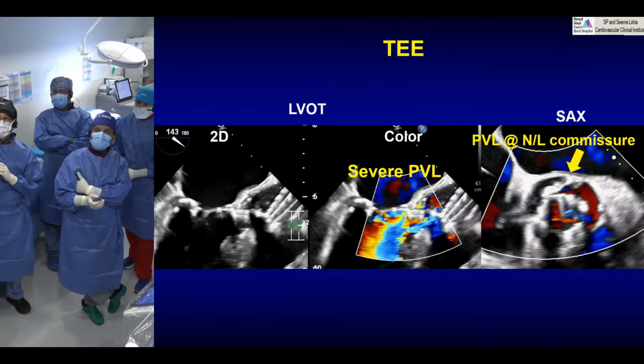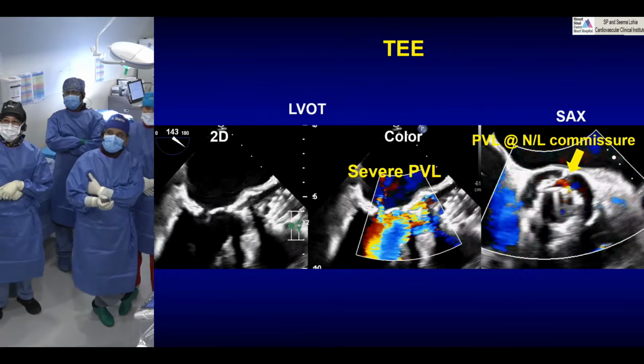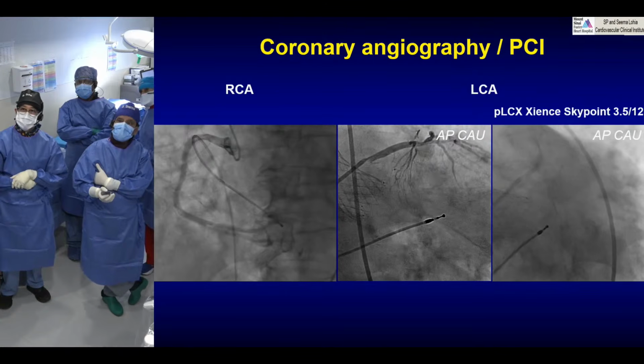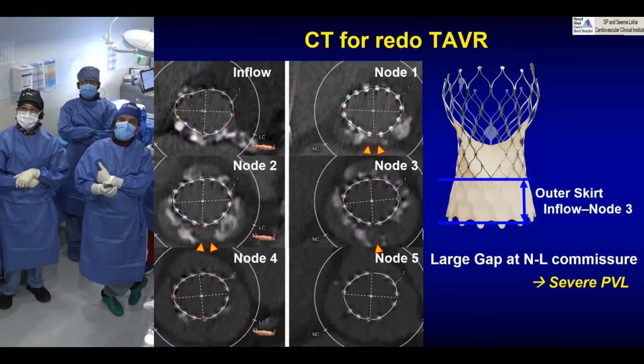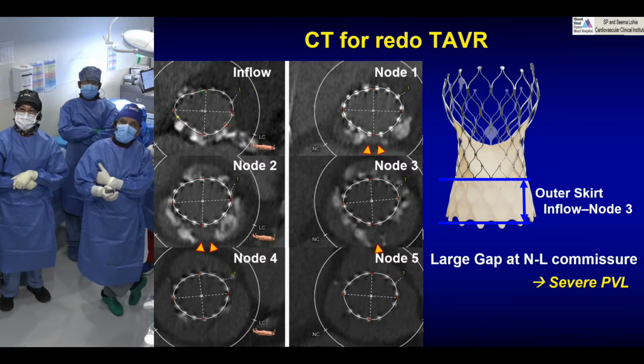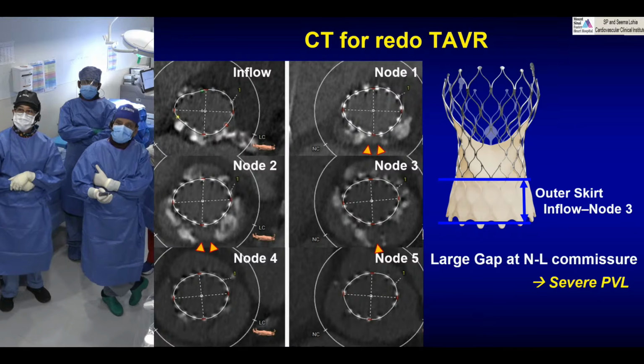So you can see on the echo here that it corresponds to the CT, which is coming up next. A clear-cut gap. Yeah. So now we did a PCI, separate here. This is a CT of the redo TAVR. So you can see a large gap, where the orange triangle is. That's where the source of the PVL is.